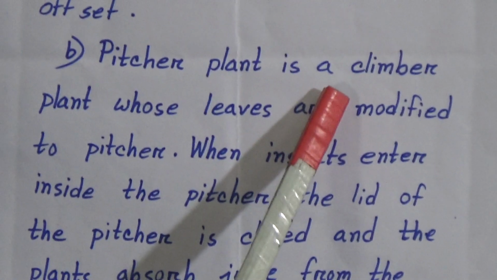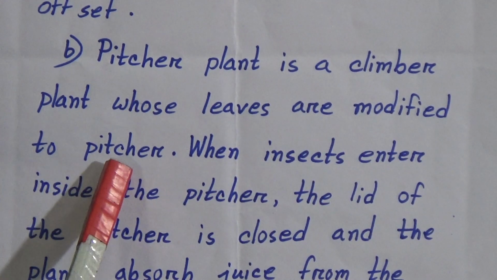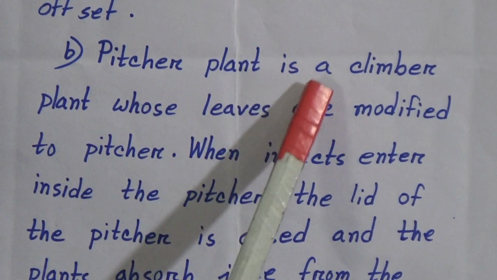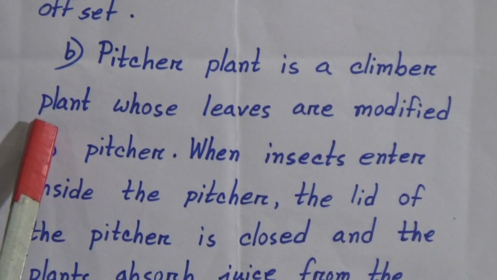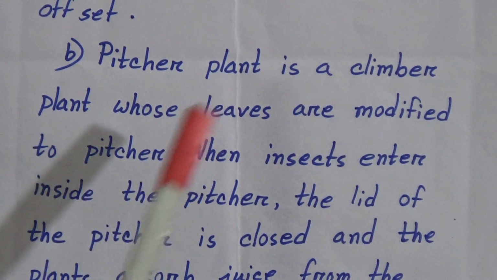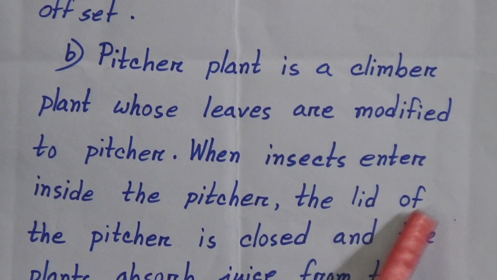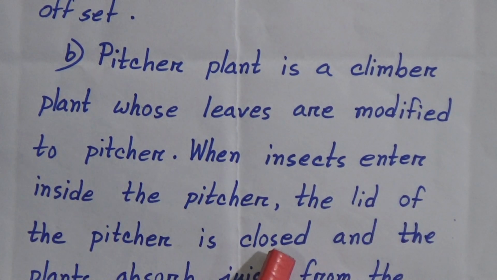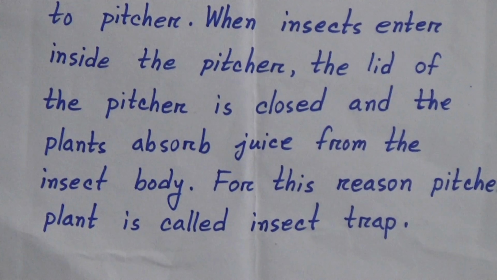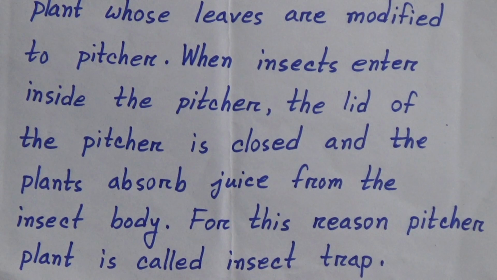Pitcher plant is a climber plant whose leaves are modified to pitcher. When insects enter inside the pitcher, the lid of the pitcher is closed and the plant absorbs juice from the insect body. For this reason, pitcher plant is called insect trap.